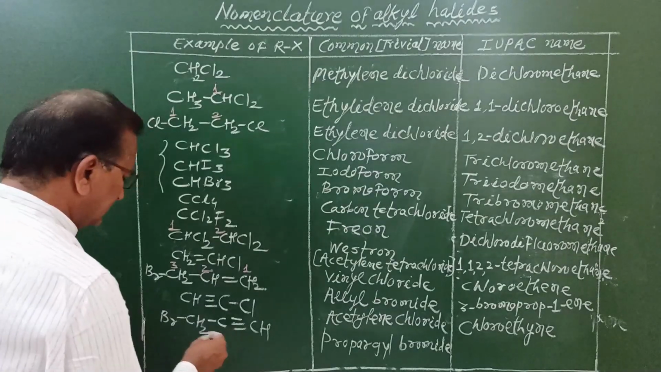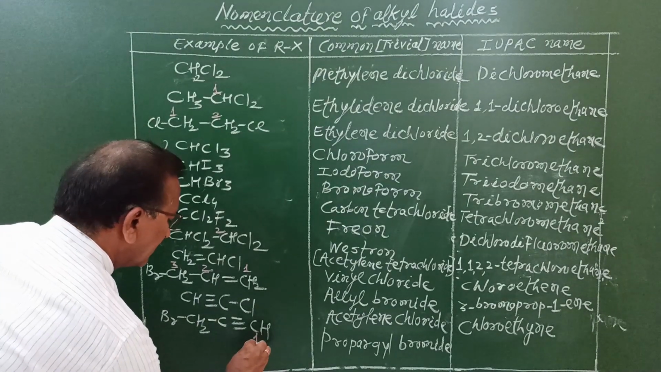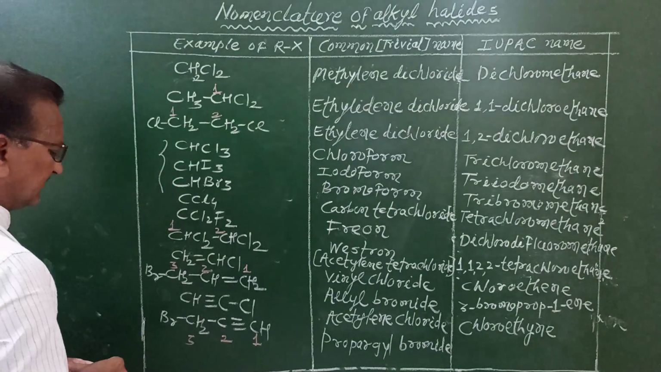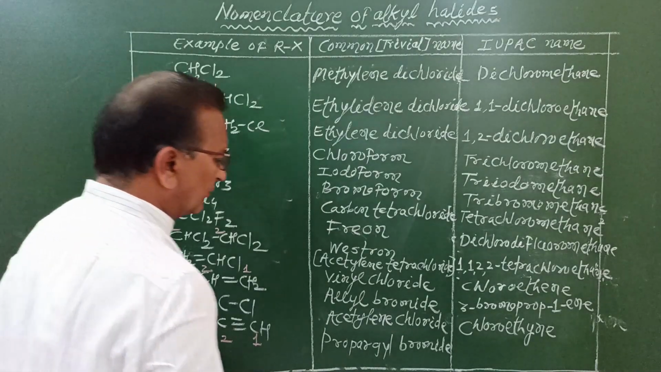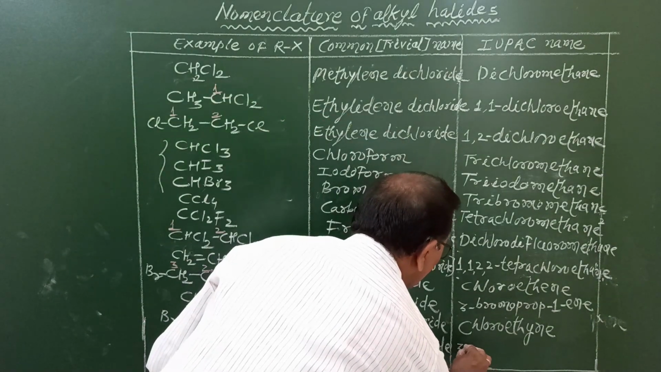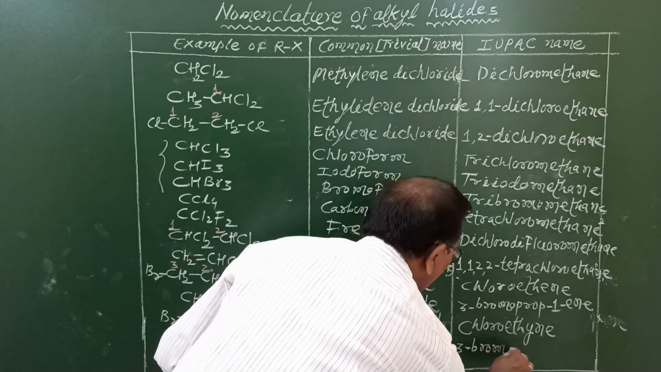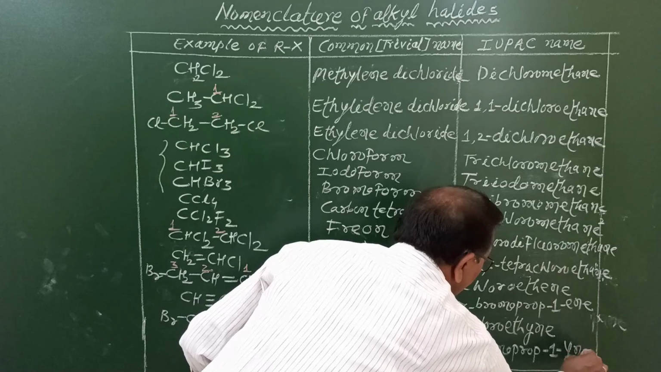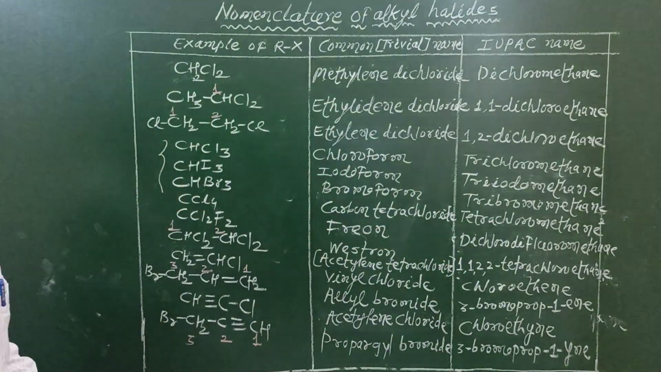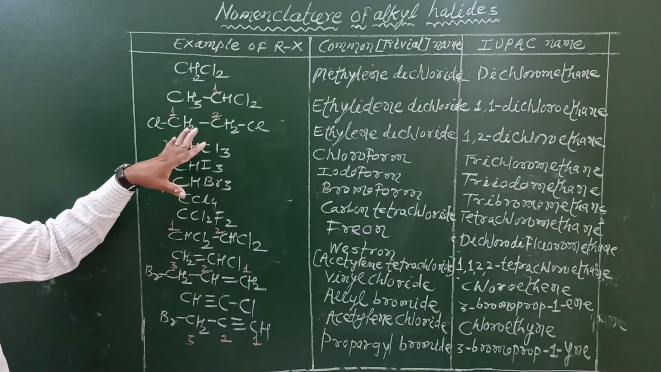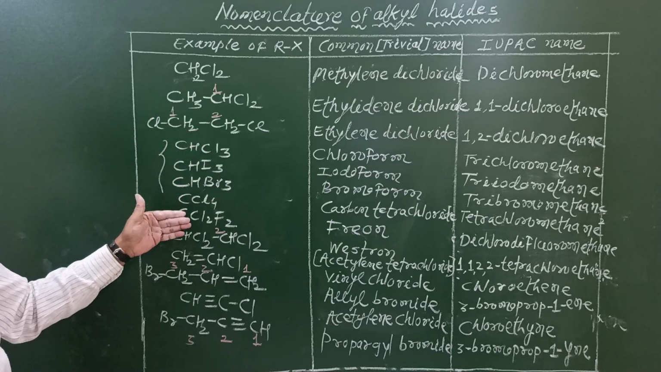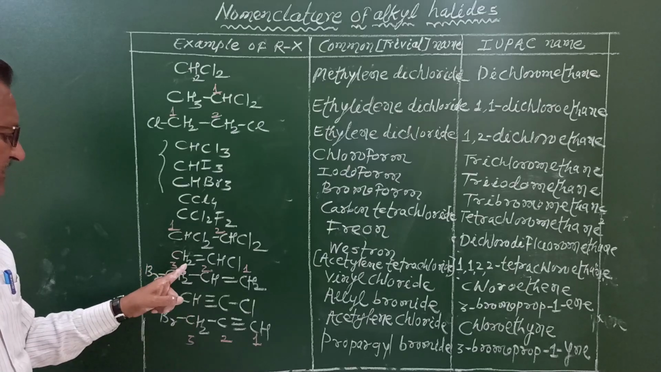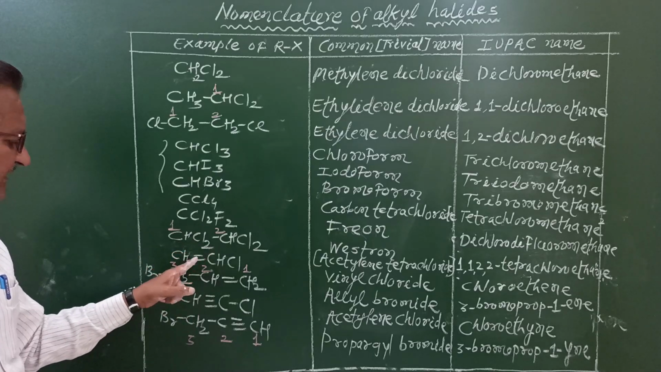Now this chain is numbered like this, 1, 2 and 3. Again, the bromine atom is present on carbon number 3, 3-bromoprop-1-yne. So these are the examples of dihalogen derivatives of alkanes, trihalogen derivatives of alkanes, tetrahalogen derivatives of alkanes, as well as some unsaturated halogenated compounds.